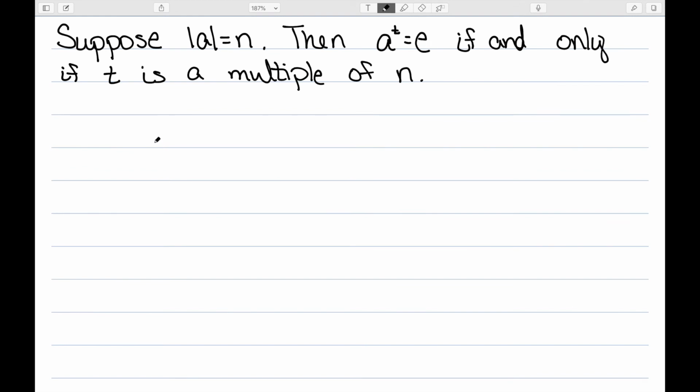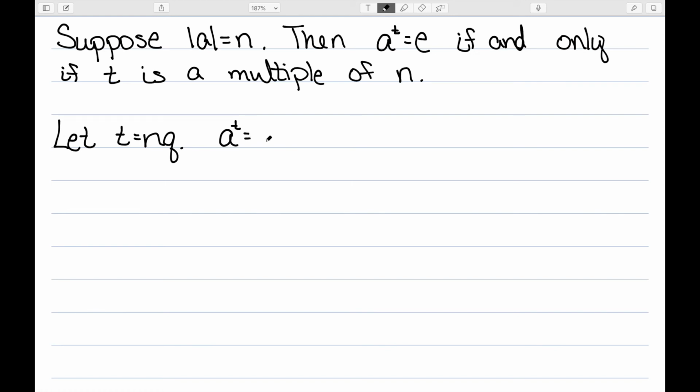For the last thing I want to prove in this video, let's suppose the order of my group element a is equal to n. Then we have that a to the t power is the identity if and only if t is a multiple of n. Let's start by letting t be a multiple of n. We'll say t is equal to nq. Then we want to prove that a to the t power is the identity.